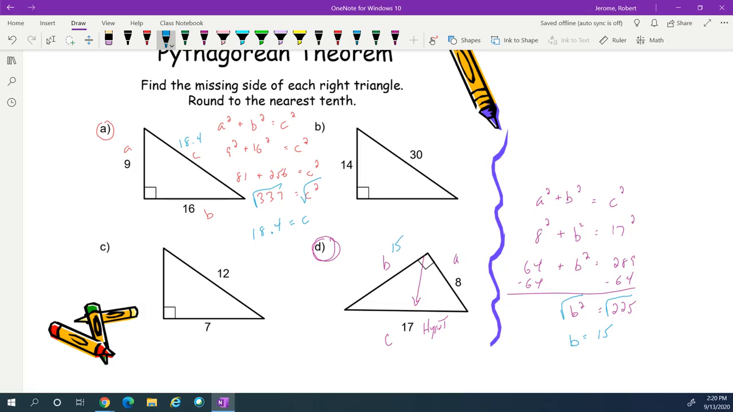So 15. Now again, since the hypotenuse was 17, that has to be the longest side of the triangle. I have to get a number smaller than 17. I did, so I can feel pretty good that I'm doing things correctly.